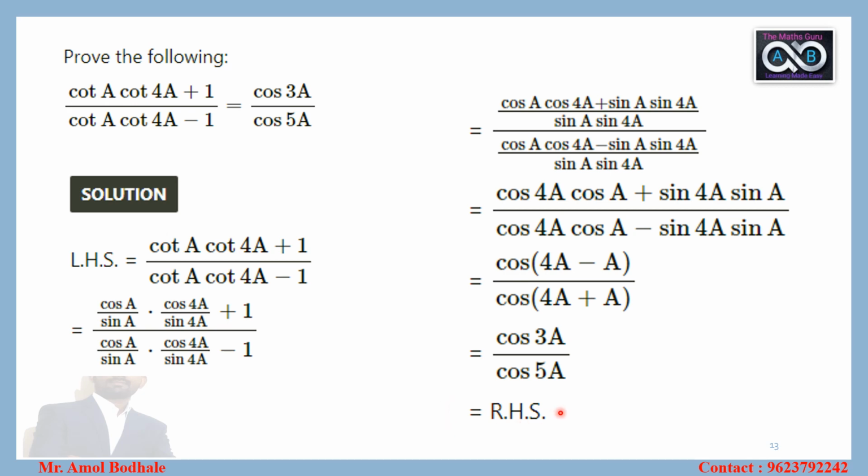We can consider the RHS. We can write cos 3A upon cos 5A in terms of the angles 4A and A. So we can write cos 3A as cos of 4A minus A and cos 5A as cos of 4A plus A, and then we can expand these formulas. To get 1 here, we can divide the whole expression, the numerator and denominator, by the same quantity, sin 4A sin A. By following the reverse order, we'll get exactly this expansion. Yes, it is also a simple way to prove the statement.